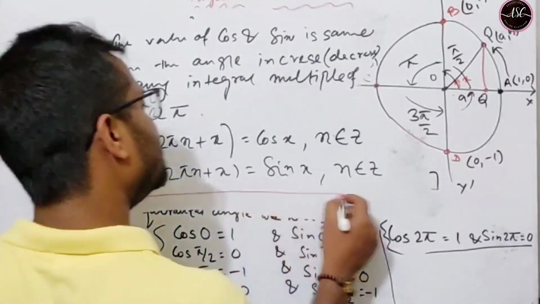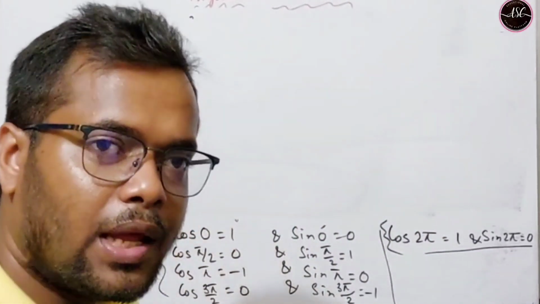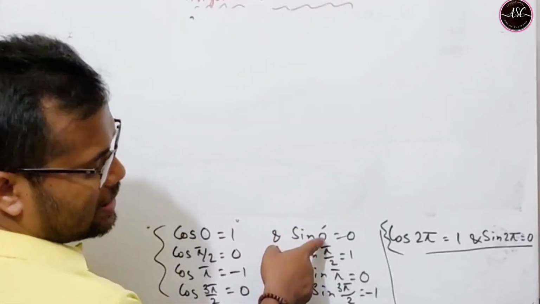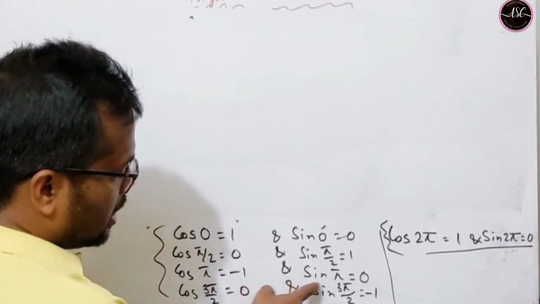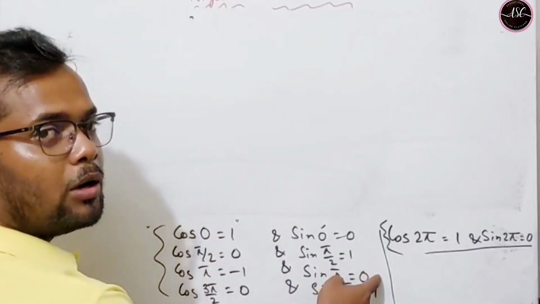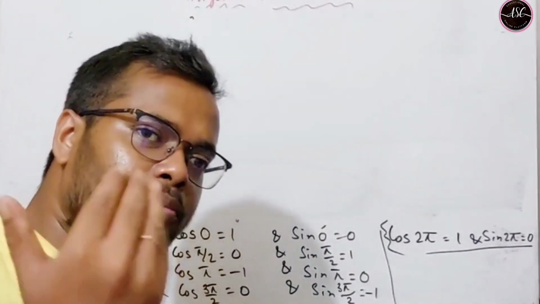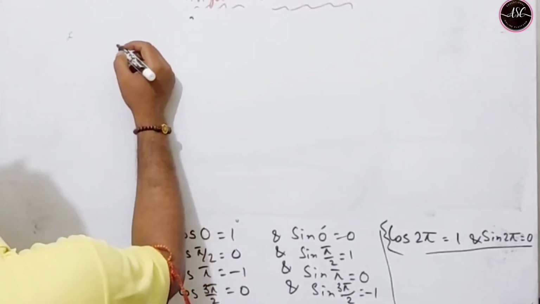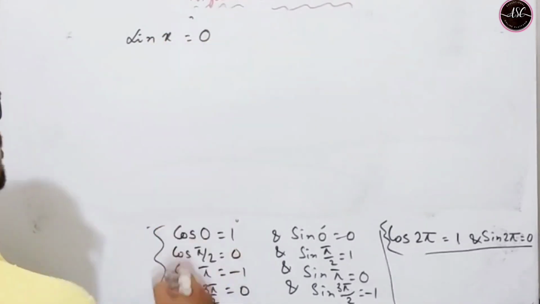These two formulas are very important. Further, we will consider the value of sine as 0. When the angle is 0, the value of sine is 0; when the angle is pi, the value of sine is 0; and when the angle is 2 pi, the value of sine is 0. So we can write sin x equal to 0.